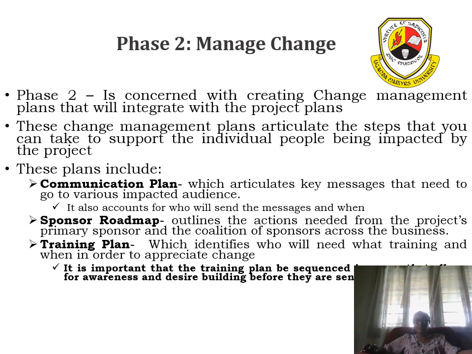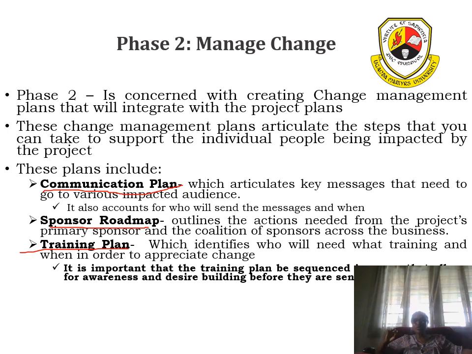Phase 2 is where we implement and we communicate. So the implementation phase starts with communication, where we articulate the message of what is going to happen, especially with those who are going to be affected. The sponsor roadmap, those who are going to champion the change within the business. These are the ones who are going to experience the change and then go and speak on behalf of the new project. The training plan: those who are going to be affected, you carry out training. You start with those who are the sponsors, then you begin training.